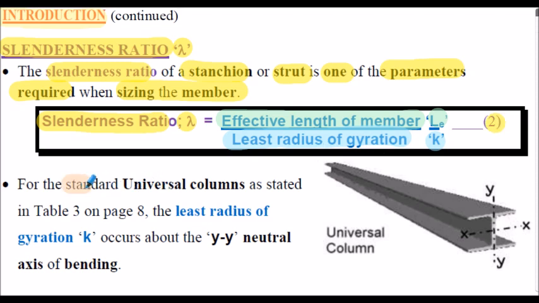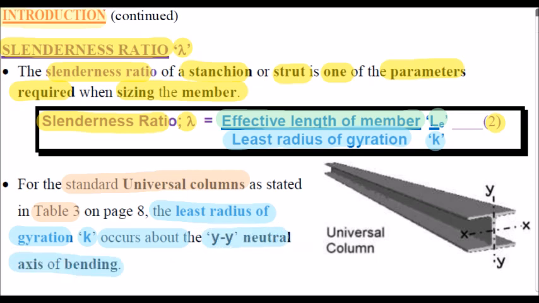So for standard universal columns, stated in table 3 of our notes, I'll show you the table on the next slide in a moment, the least radius of gyration, symbol K, occurs about the YY neutral axis of bending. So in other words, about this axis here.